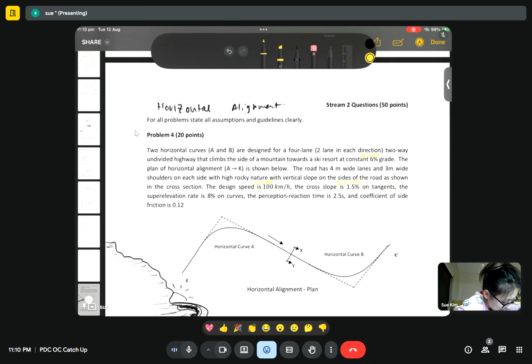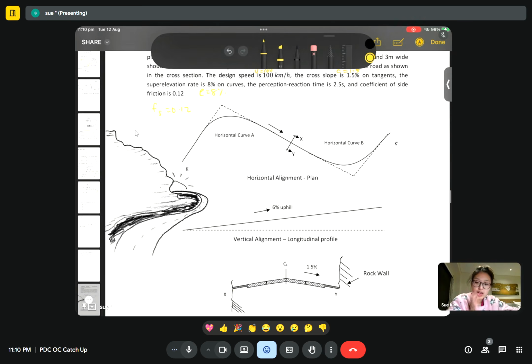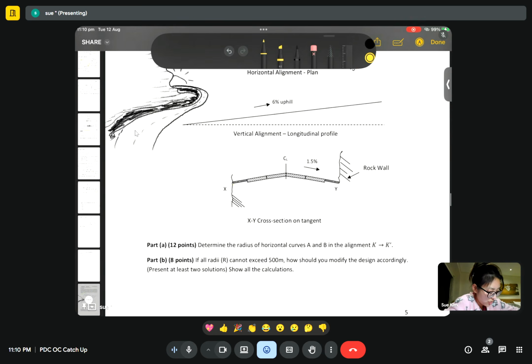Okay, and then super elevation is 8%, and side friction is 0.12. Awesome sauce. Now look at my diagram. This is basically what we're working with. You're on like a rocky plain, and the road is sloping upwards, but also curving around. And there is a wall in the way.